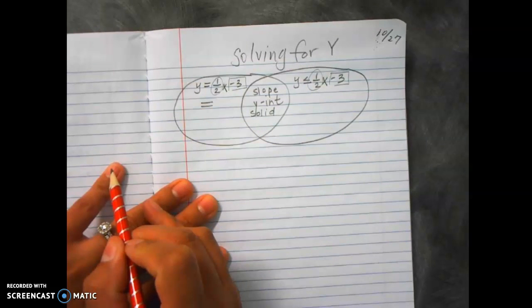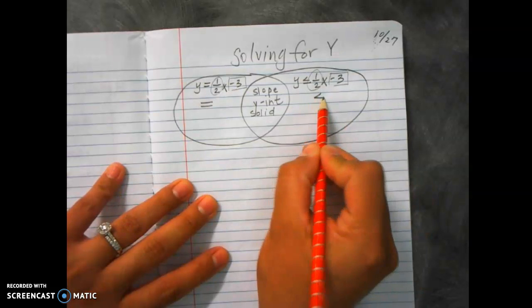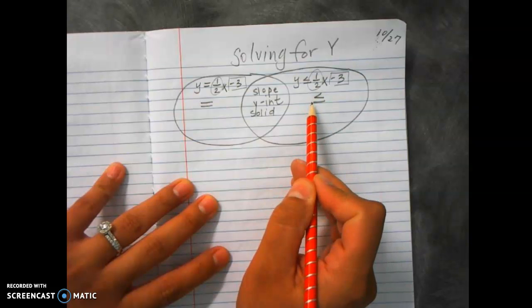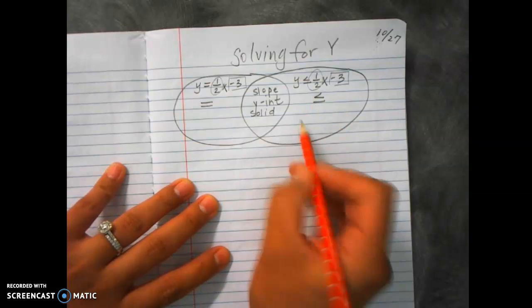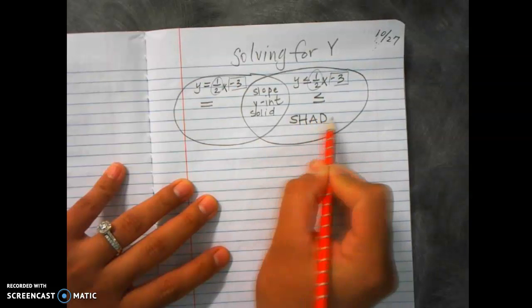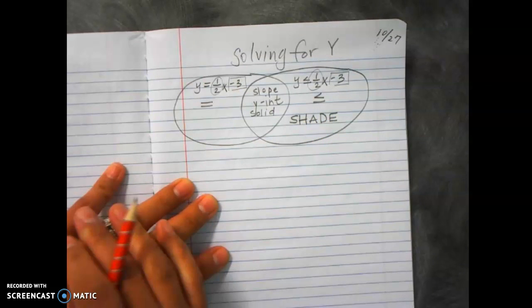The major difference between the two was that this one was an equation. It had an equal sign. And then this one was an inequality because it had an inequality symbol. The major difference between the two is that one of them will have shading and one of them will not.